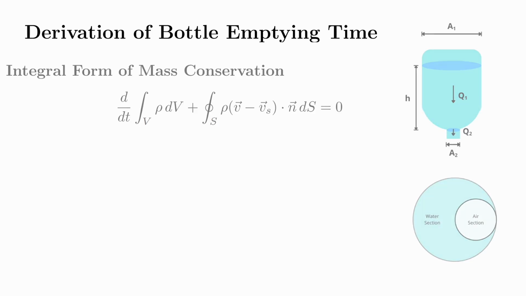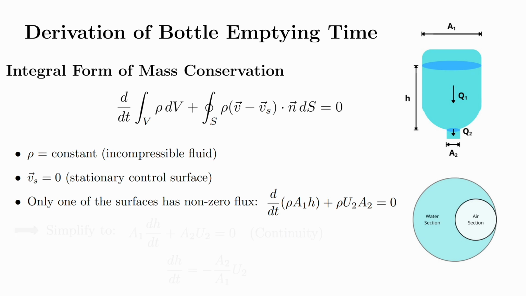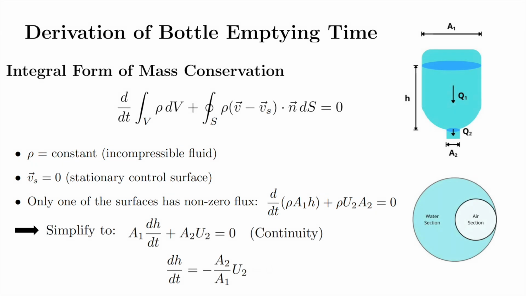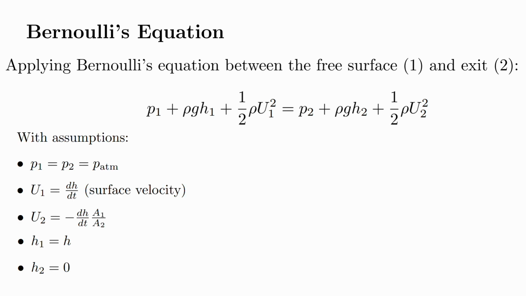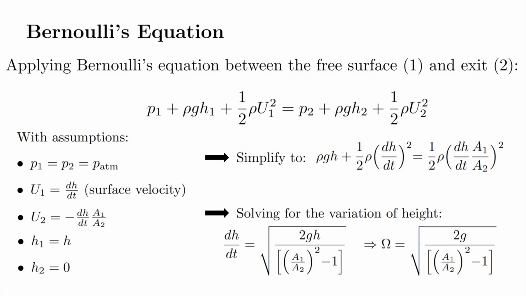To predict the drainage time of our bottle, we begin by applying the mass conservation equation to our control volume. The bottom hole is considered static, while the upper water surface moves as the volume decreases. Assuming water is incompressible, we derive an expression that links the change in water level to the outlet velocity and certain constants. Next, we assume an ideal scenario with no energy losses, allowing us to apply Bernoulli's equation along a streamline from the top surface to the outlet. A key assumption here is that pressure inside the bottle remains constant and equal to atmospheric pressure.